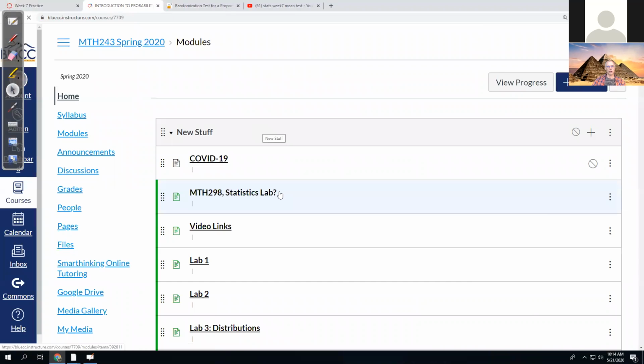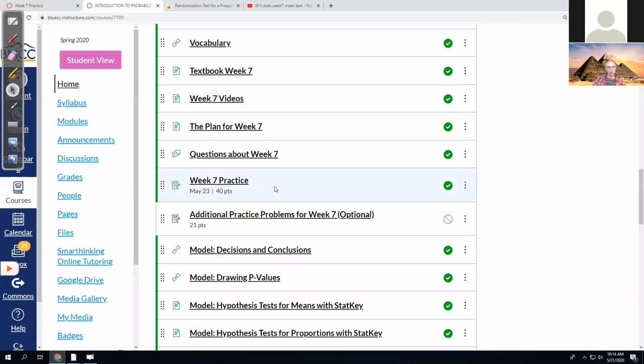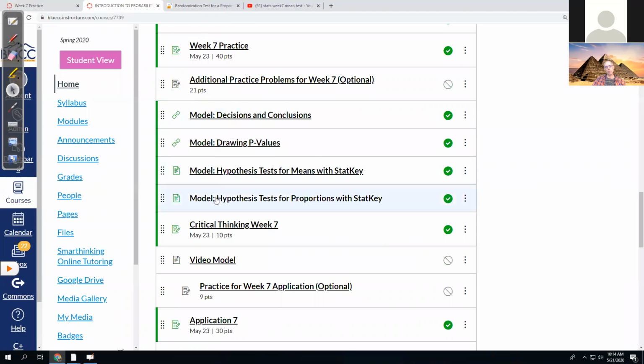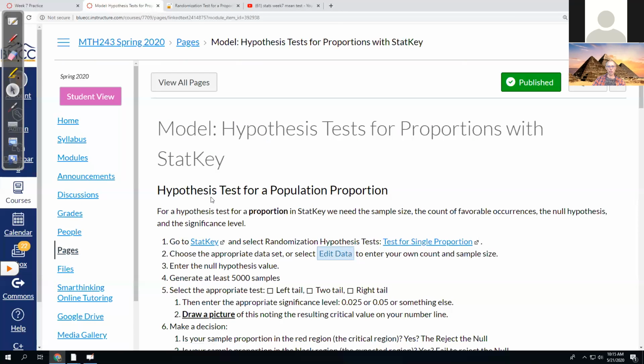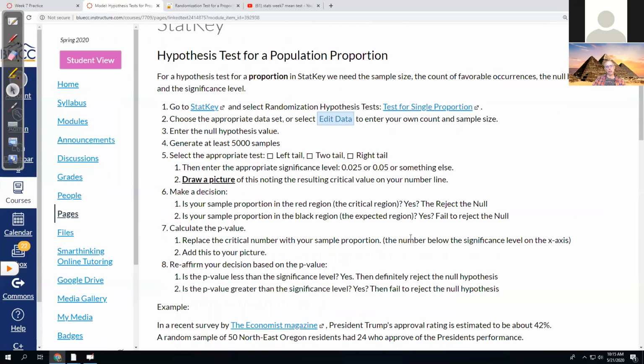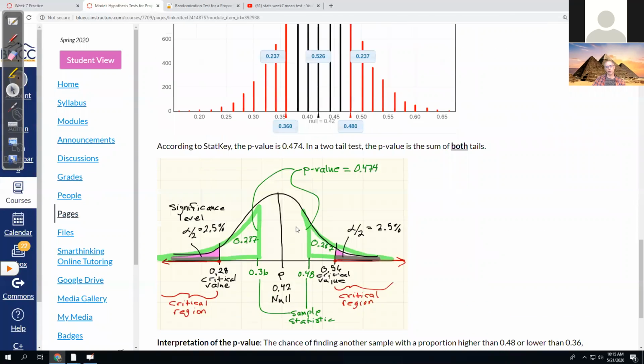Right button. Okay. I give a breakdown of how to use StatKey to do hypothesis tests. So that's in these models here. So I'm basically running through this right here with a different example. And so everything I'm describing right now is located in here with an example and pictures. Okay. This is a two-tail test, which is a bit harder. We could do one of those in a minute if you'd like.